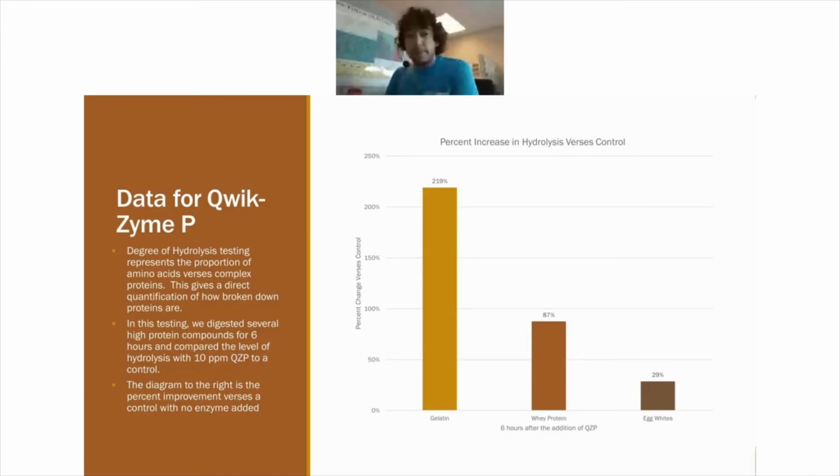All right, so we have a couple different data points on Quiczyme P. This study is representing total protein hydrolysis taking place. Degree of hydrolysis testing allows you to analytically measure how broken down proteins are with the addition of something like Quiczyme P. In this case, we saw, as you saw before, great results with gelatin. In fact, the breakdown time for gelatin was over tripled compared to the control. Whey protein was almost twice as fast as the control, so we were seeing very effective results with whey protein. Egg whites, we did see a 29% improvement.